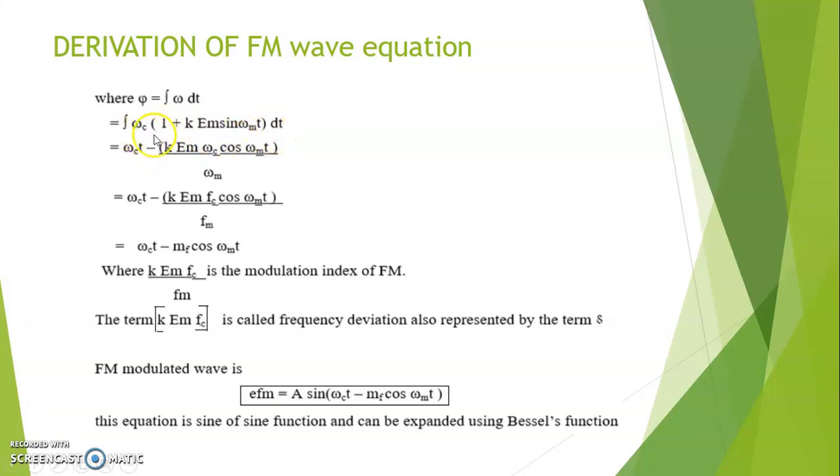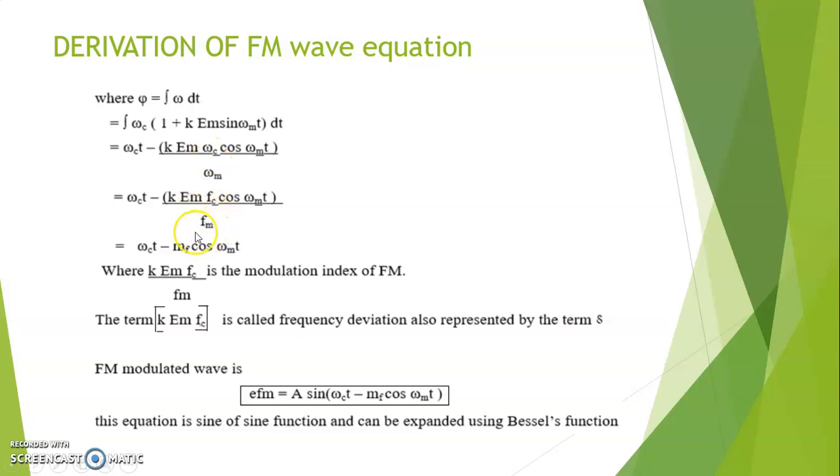So we'll get it as omega c t minus k, which is a constant, Em is a constant. Sine omega mt, when integrated, we'll get it as minus cos omega mt by omega m. And again this is multiplied by the term omega c. So we'll get this term like this. And instead of omega c and omega m, we're going to write it as 2 pi fc and 2 pi fm. So 2 pi and 2 pi will get cancelled. So it will become ordinary frequency terms fc and fm instead of the angular frequency terms.